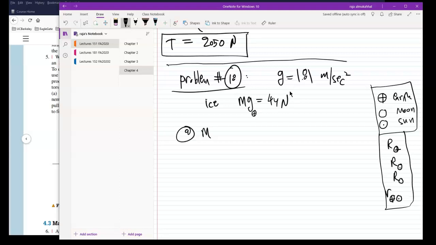Well, I just use this formula right here and solve for mass. So m in this case is going to be 44 over g on Earth. And g on Earth is 9.8. So that's 44 over 9.8. And I can get the mass of this thing. The answer is 4.49. Let's make it 4.5 kilograms. Okay. All right.